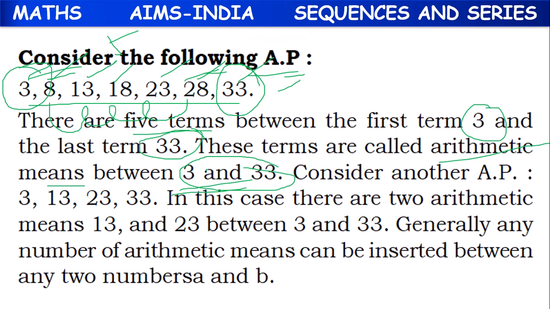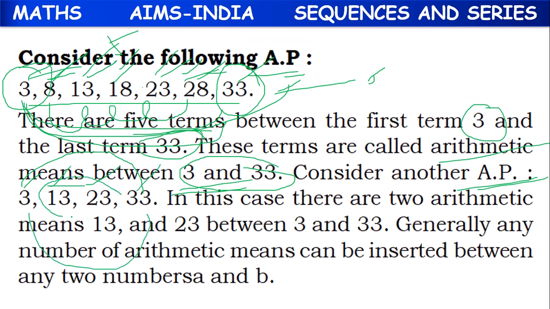So it is not compulsory that there should be only one arithmetic mean between the given two numbers. We can have n number of arithmetic means according to the requirement. In this case, we have 5 arithmetic means between 3 and 33. Suppose we take another AP, 3, 13, 23, 33. Between 3 and 33, we have only two terms. We have only two arithmetic means, which are 13 and 23.